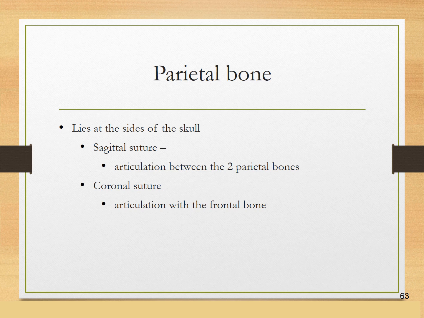The parietal bones form the sides of the skull. Sutures are movable joints that connect skull bones together. The word suture means seam. So the sagittal suture is the articulation between the two parietal bones. The coronal suture is where the parietal bone articulates with the frontal bone.